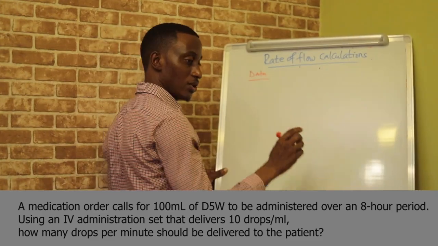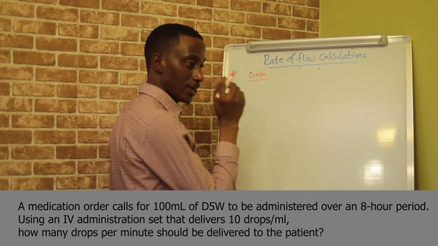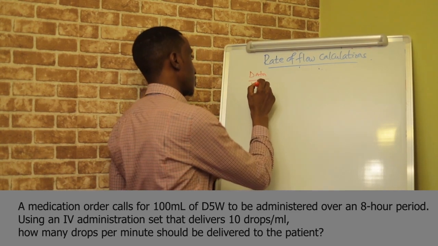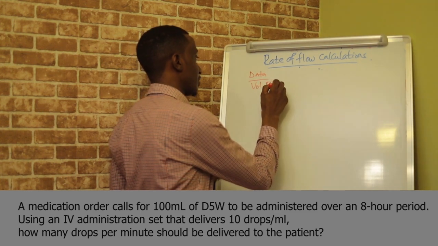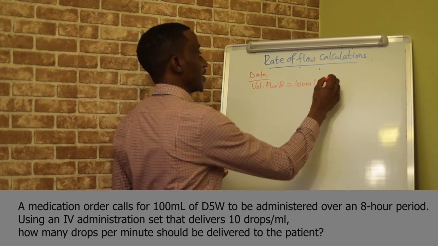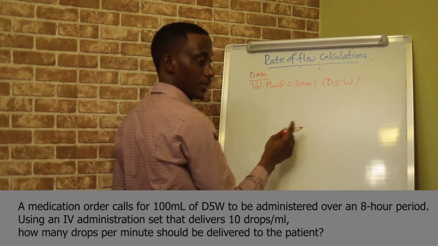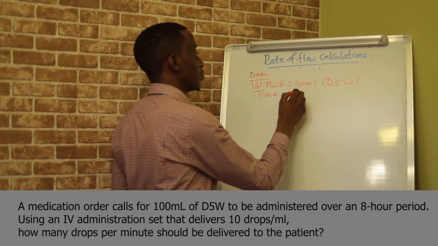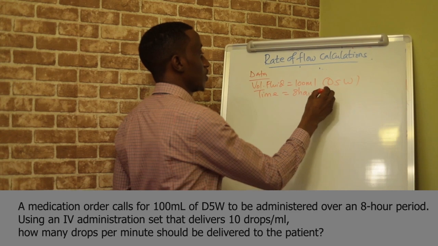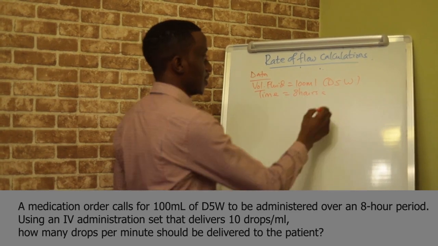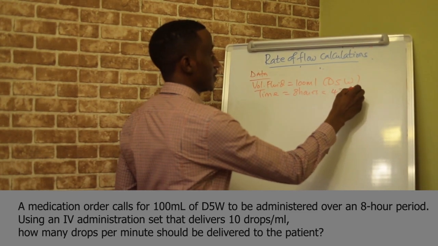So the medication order calls for what? For dextrose 5 in water. How much? This was the volume of fluid. The volume of fluid is 100 mils, and this is dextrose 5 in water. This has to be administered over, so time, it was 8 hours. But it should be in minutes. Convert this to minutes. This is 480 minutes.